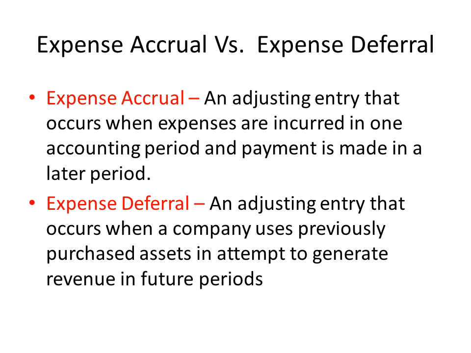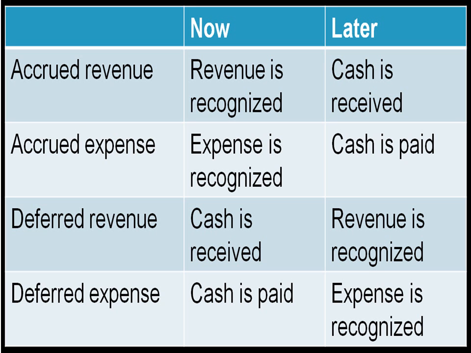Expense deferral is an adjusting entry that occurs when a company uses previously purchased assets in an attempt to generate revenue in future periods. So here is a little chart to make this hopefully a little easier for you. If you look at an accrued revenue, now revenue is recognized. Remember, revenue is always recognized at the time of the sale, not at the time you receive cash. Okay, but an accrued revenue means the sale happens now, and our cash is going to be received later. An accrued expense, our expense happens now, but we don't pay for that expense until later.